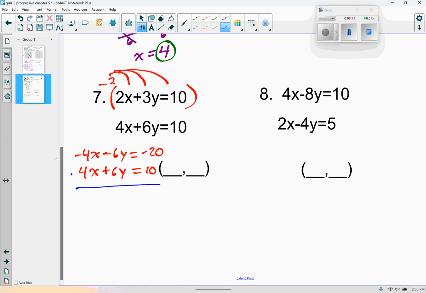If I add these together, x's and y's are both gone. Negative 20 plus 10 is negative 10. Is 0 equal to negative 10? So this is false. False means we have no solution. Hey, if that would have been true, what would the answer have been? Infinite. Okay? So, my friends, you need to complete problems 2, 4, 6, 8.